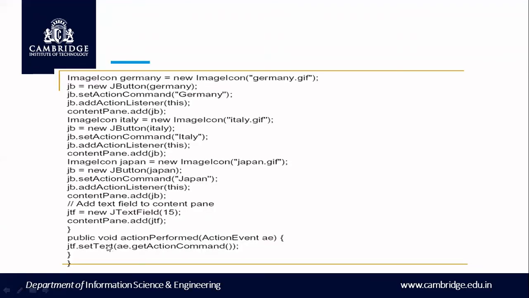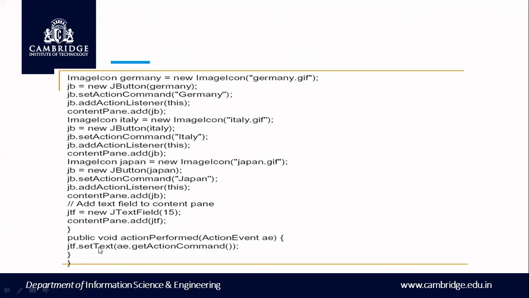JTF.setText. What is the action that is performed? You're going to set the text with getActionCommand. So what is the action command here? Japan, right? So let us take, for example, the button called Germany. What is the action command? Germany is the action command that is being set. Now, whenever this button is pressed, JTF.setText is going to set the text with AE.getActionCommand. What was the action command? Germany. It will get that Germany and display it in the text area. That's all. This is the program.